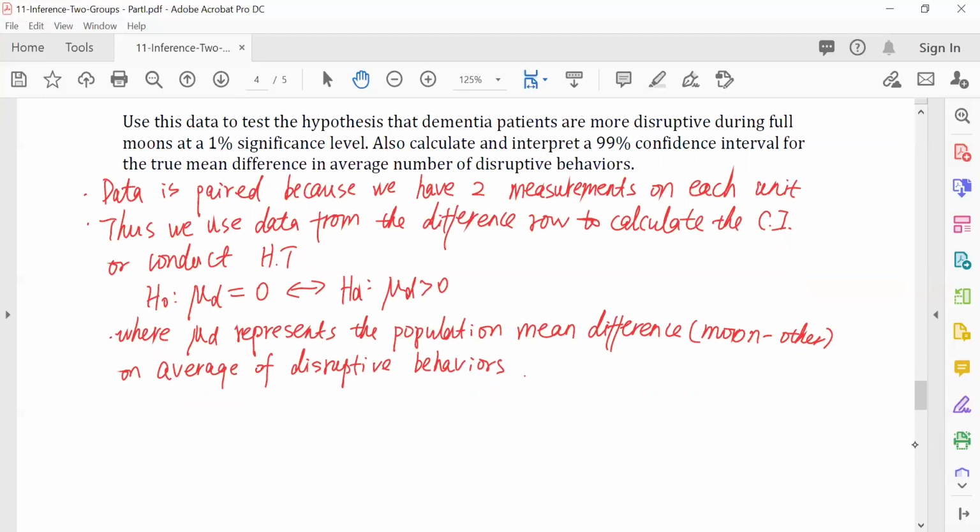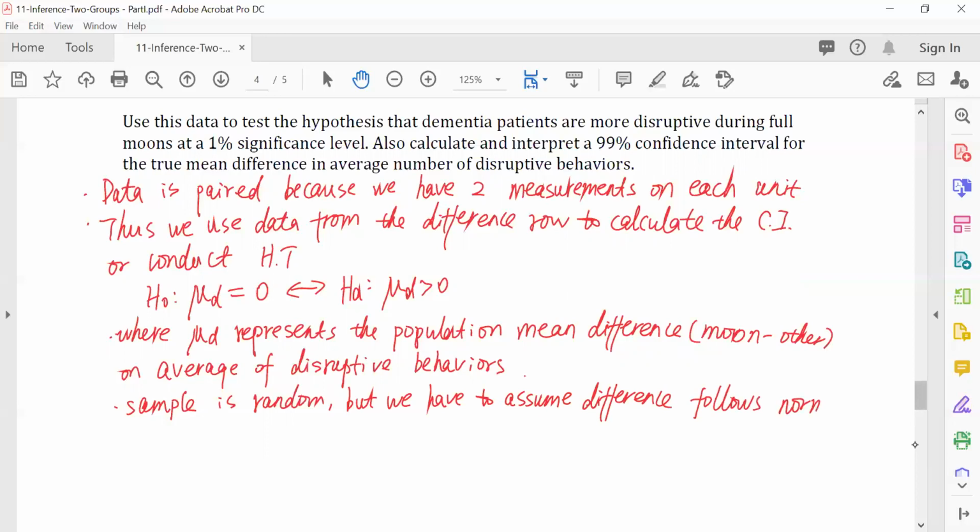Second step, check on the conditions. So the sample is random. It doesn't say whether the sample differences is random or not, but I'm sorry. The sample is random, so the sample differences will be random. It's not saying whether the sample difference follows normal distribution or not. So we have to assume that the difference follows the normal distribution.